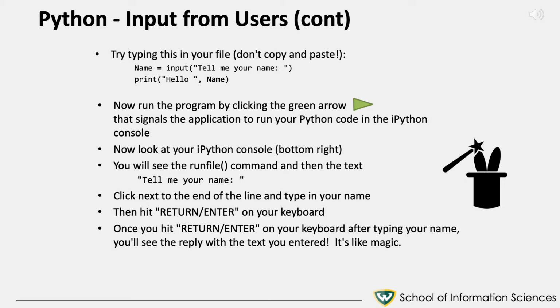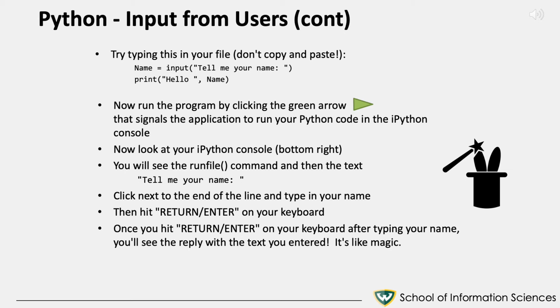Then print, parentheses, what am I going to print? I'm going to print a string first, hello, comma, name. So it's saying print the string and then print the value that's stored in name. So this is in your code now on the left side of your Spyder screen. Now you need to run it. So go to the green arrow, just like you saw in my videos, at the top of Spyder and click it. If you hover over it, you'll see it'll say run. So click on that green arrow.